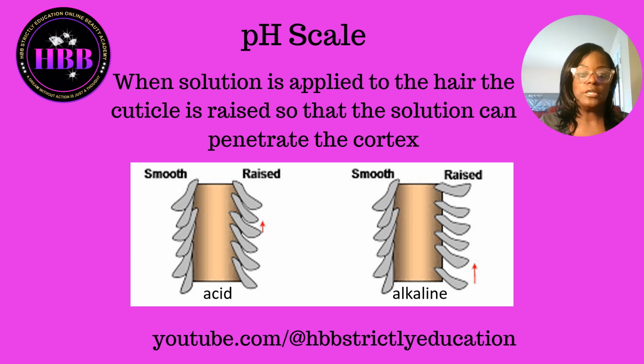All right, so if we look here at the first strand of hair, we see on one side the cuticle is smooth, but then when we use an acid chemical, now the cuticle is raised. But notice that it's only raised just a little, not a lot. All right, and this is why the acid would only give you a soft curl or a wave, because it doesn't open enough to penetrate far enough into the cortex.